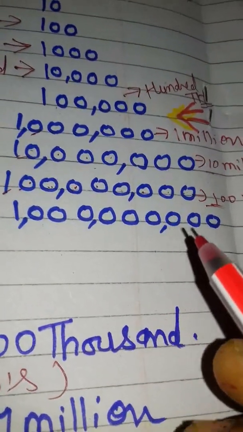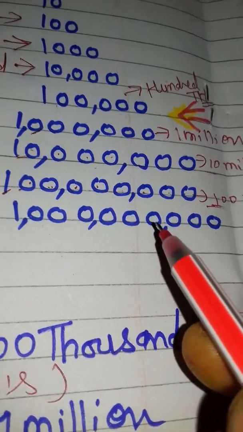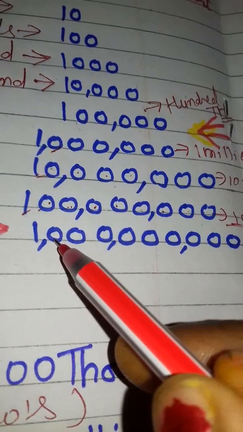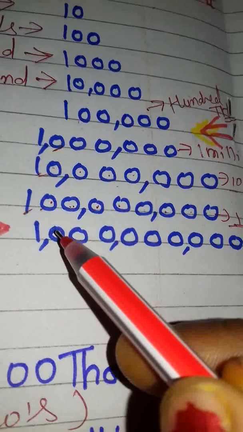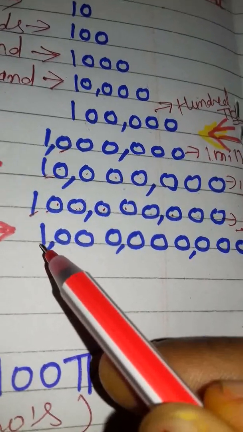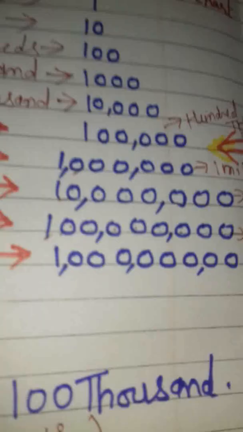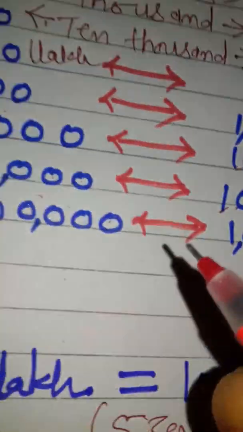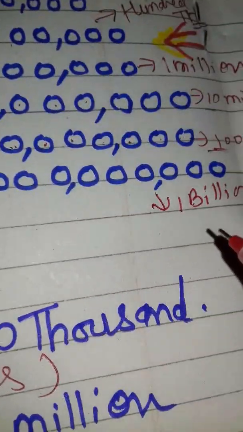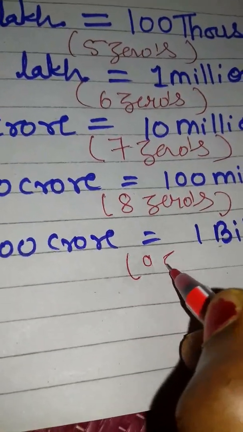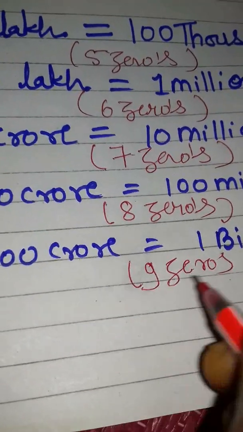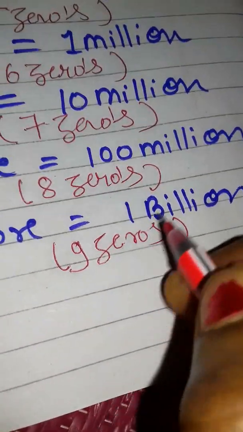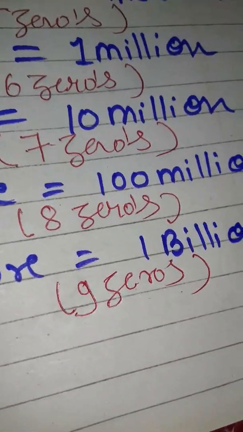In the international system, 1 times hundreds, thousands, ten thousands, hundred thousands, million, 10 million, 100 million. Now the million period is over, the next period is billion. So it is 1 billion. It means 100 crore is equal to 1 billion. And there are 9 zeros. In 100 crore there are 9 zeros, or we can say in 1 billion there are 9 zeros.